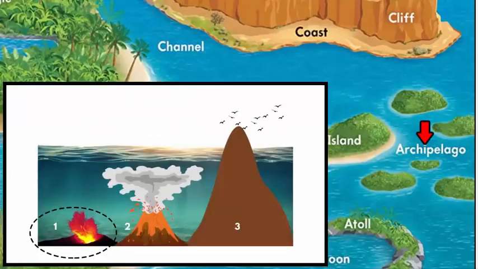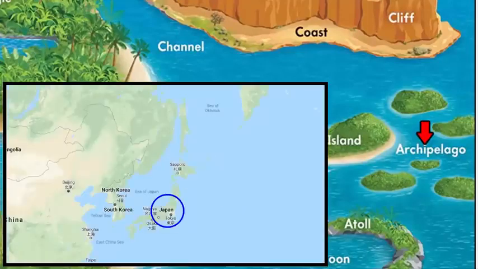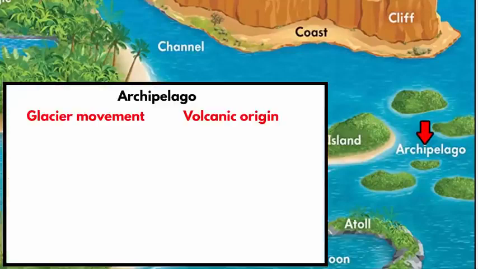In the previous term, I have explained how underwater volcanoes are formed. These are basically sea mountains and they exist in groups. The Hawaiian Islands are a good example of a volcanic archipelago. Then the islands of Japan are a good example. There is another way archipelagos are formed. That is through glacial activity.